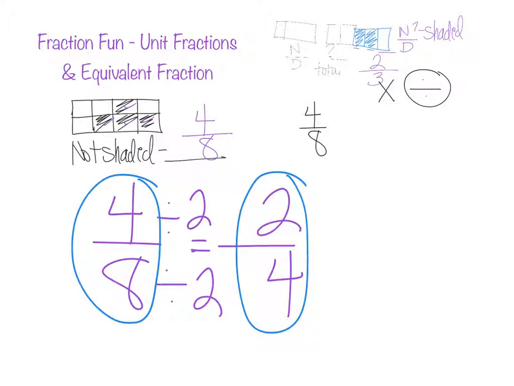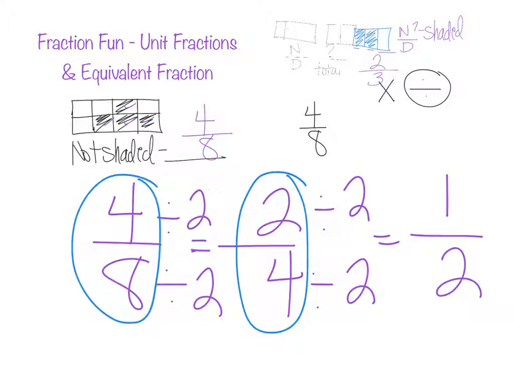So I have to do it again. And in order for it to get smaller, what operation am I going to use? That's right, division. So I'm going to divide yet again. And I'm going to use 2. I'm going to divide by 2. 2 divided by 2 is 1. 4 divided by 2 is 2.